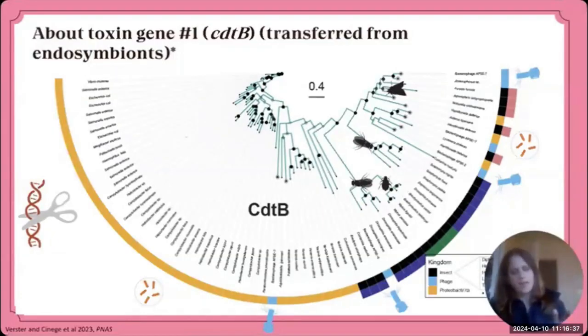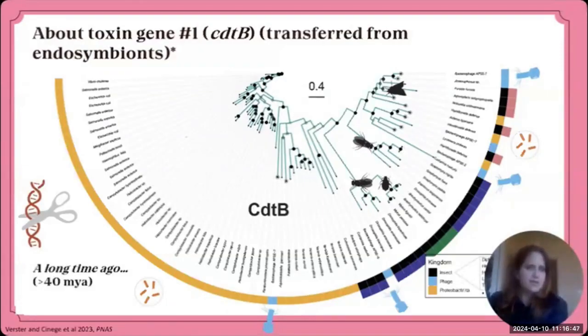When I look at the different times the species diverged and when there were species that don't have it versus those that do, this puts the first estimate of CDTB transfer at about 40 million years ago, which is quite a long time ago. It's very cool.